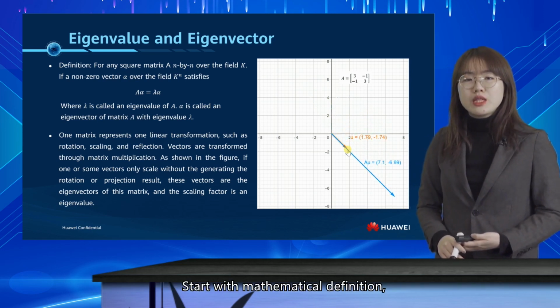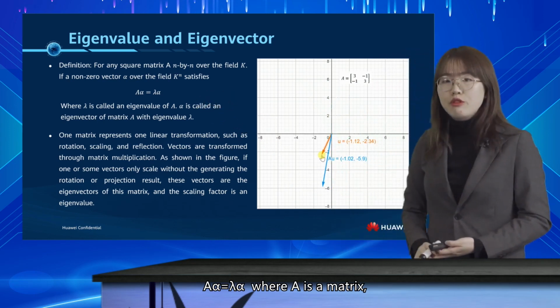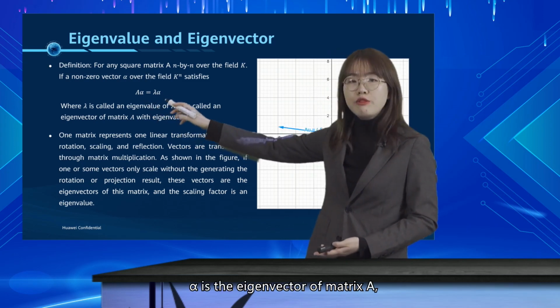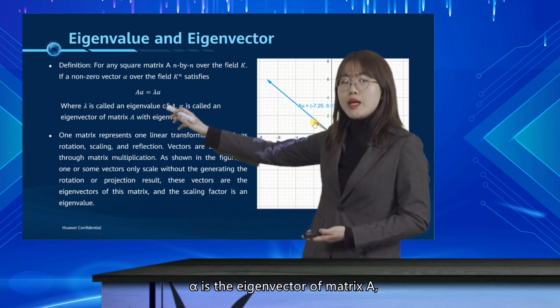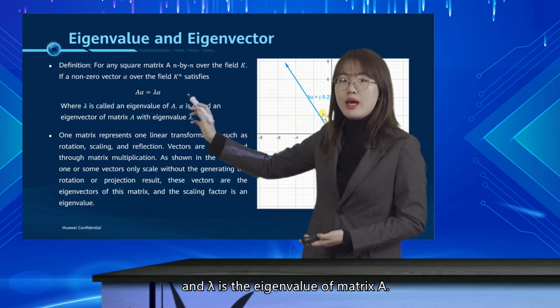Start with the mathematical definition. A alpha equals lambda alpha, where A is the matrix, alpha is the eigenvector of matrix A, and lambda is the eigenvalue of matrix A.